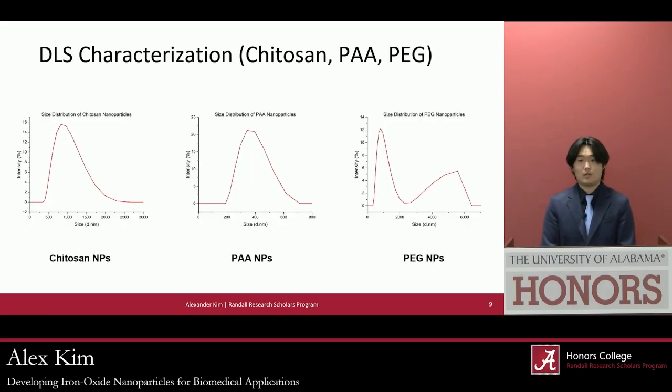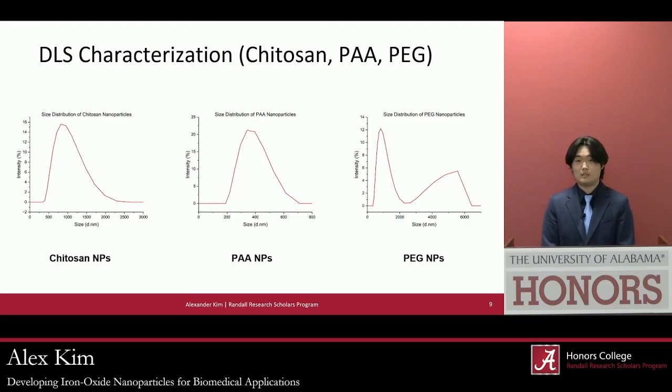With DLS, or dynamic light scattering characterization, we essentially shine a variety of lights onto a liquid sample containing our nanoparticles. And this returns a quantitative size distribution, as you can see here. And now you'll notice that with chitosan, there's a slight shift to the right in the average peak. And in polyethylene glycol, we see 2 peaks.